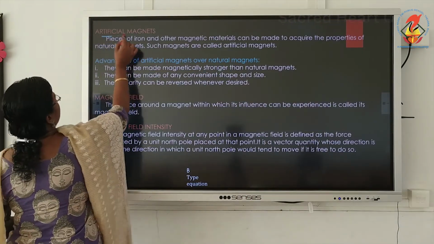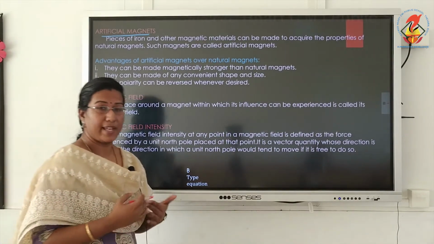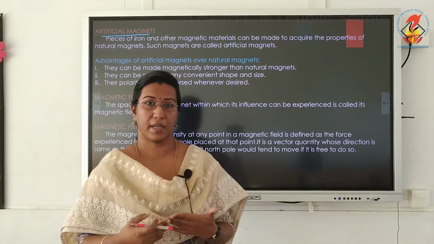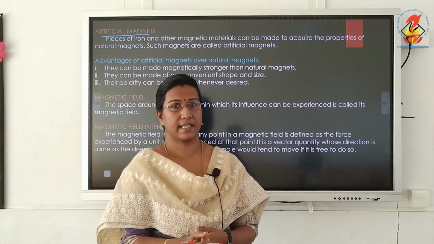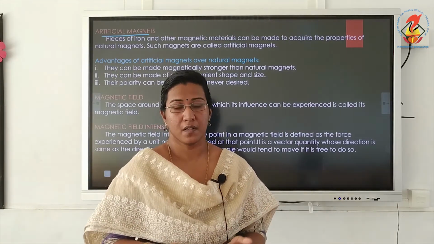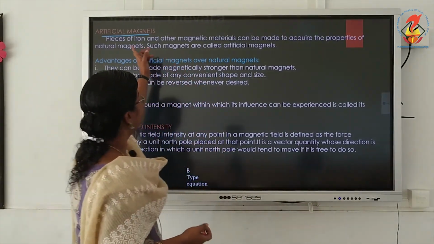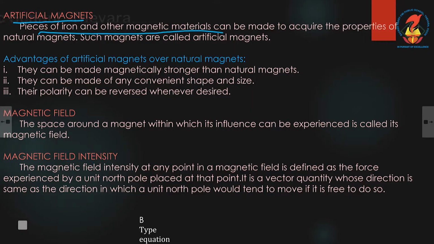Now, artificial magnets. In the beginning I told you, we can make magnets using materials either by placing certain materials in a magnetic field or by passing current through them. These are artificial magnets. Pieces of iron and other magnetic materials can be made to acquire the properties of natural magnets. Such magnets are called artificial magnets.